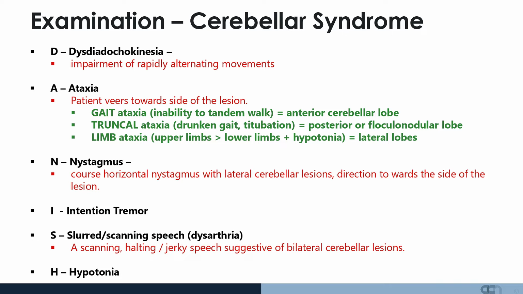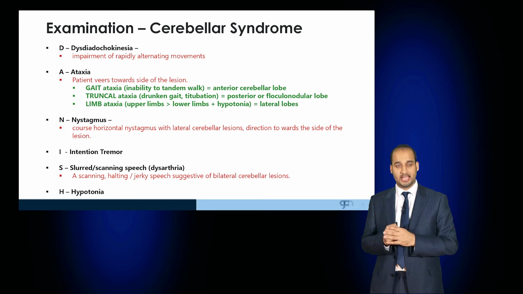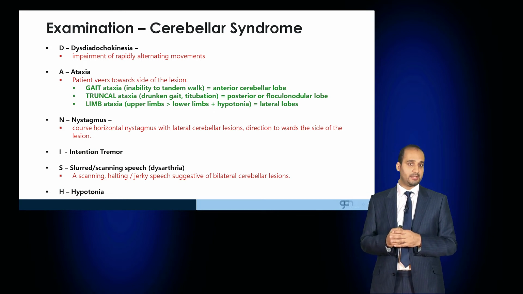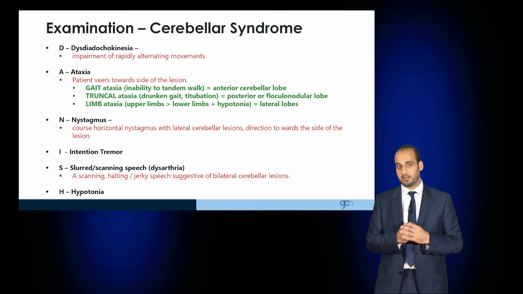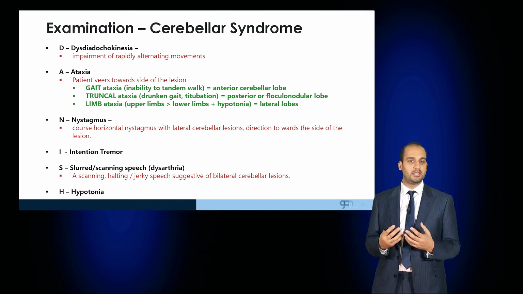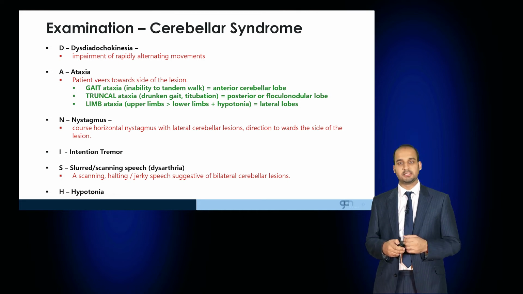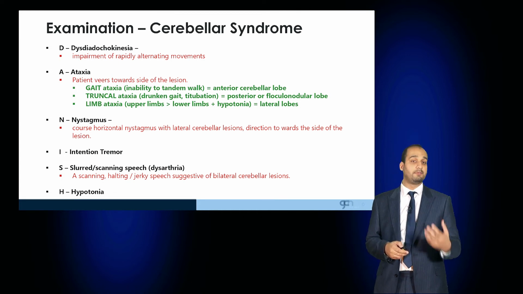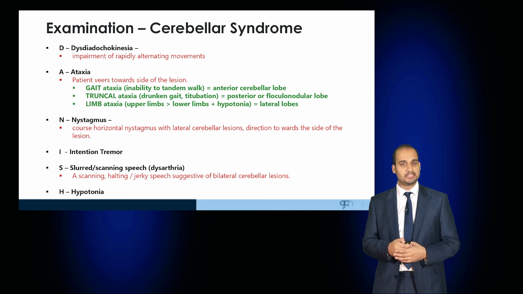Limb ataxia, where the upper limbs are usually affected more than the lower limbs with hypotonia, is due to damage in the cerebellum laterally. Nystagmus, coarse horizontal nystagmus, is usually seen with lateral cerebellar lesions and directed towards the side of the lesion. Intention tremor is a tremor which is brought on by a purposeful movement. The patient may have scanning, halting, jerky speech, suggestive of bilateral cerebellar lesions. Tone is often reduced and hypotonic in cerebellar disease.